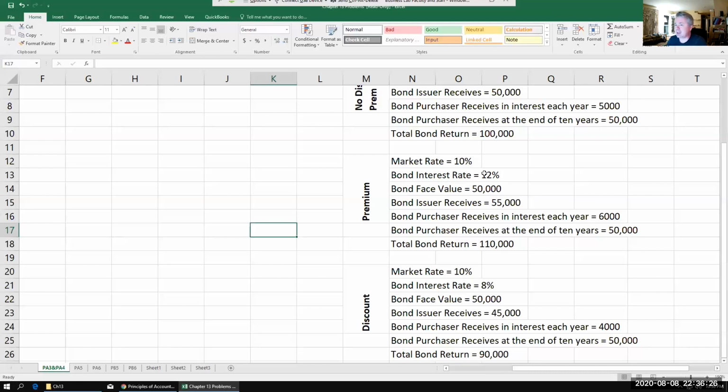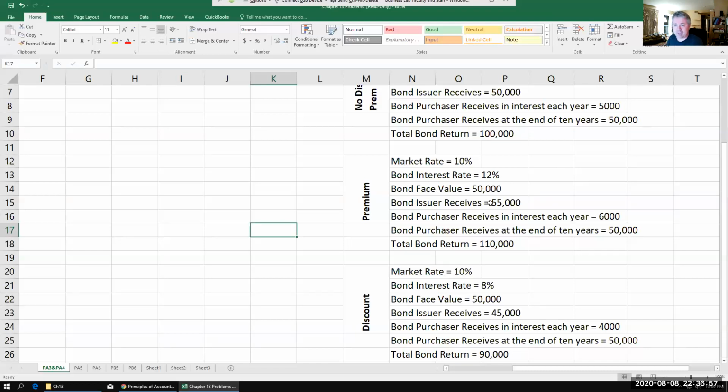So in this case, we may be able to sell that bond for more than the face value. In this example, instead of $50,000, we're going to get $55,000, because this bond is so attractive to investors, with more interest coming in, they'd be willing to pay more. Maybe you can get a little bit of competition, a bidding war going on, right? And so, who knows?